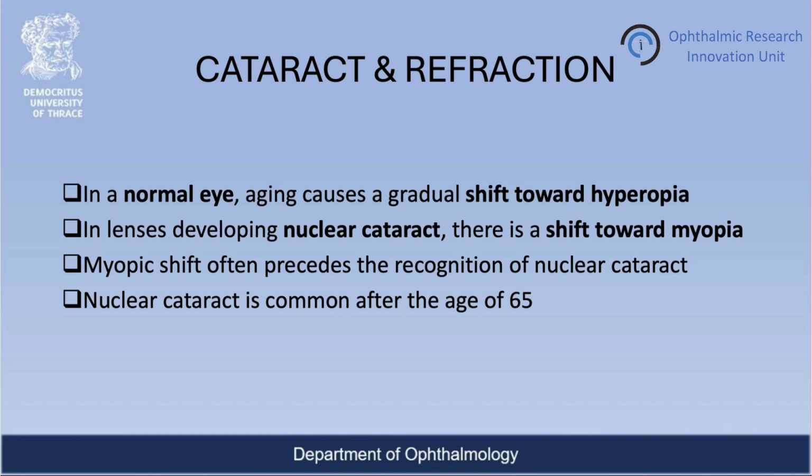cataract. Nuclear cataract is common after the age of 65, causing the average refraction in the aging population to shift toward hyperopia, reaching a peak around age 65, followed by a myopic shift, bringing the average refraction back to emmetropia around age 80.